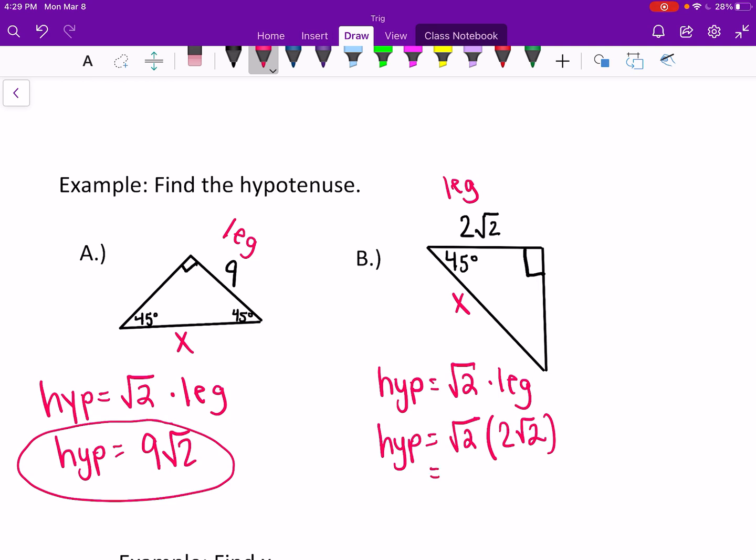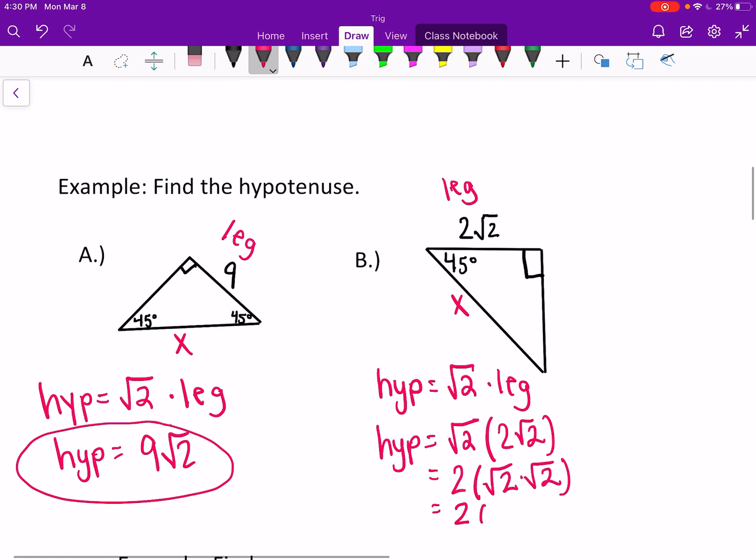If I rearrange this, I can multiply the square roots of 2 together. And I know the square root of 2 times the square root of 2 just gives me a 2. So now I have 2 times 2, if I simplify, or 4. So our hypotenuse is 4.